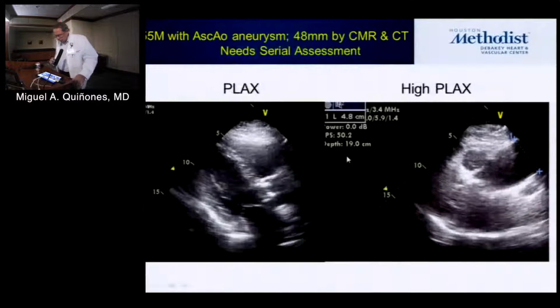This is a 55-year-old man that I've been following now for 5 or 6 years. He has bicuspid aortic valve. He has some AS that he still has not matured. He has an ascending aortic aneurysm. And he's had a couple of CTs before I ever saw him. Then I did an MRI, and he hated me forever because he's claustrophobic.